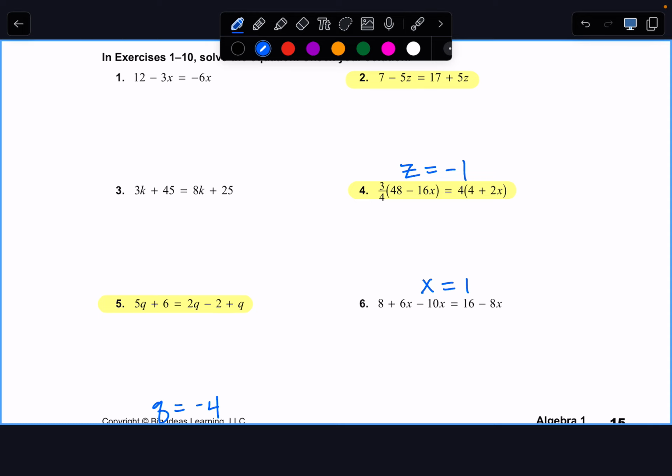Okay, which side do you want your z's on? Okay, so since this is minus 5z, let's plus 5z on this side. That way it's not over here. So plus 5z. Okay, so now over here we have 7 equals, and then on the right side we would have 17 plus 10.